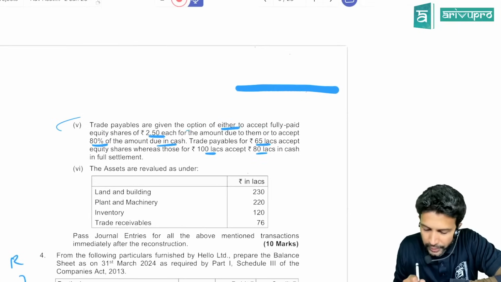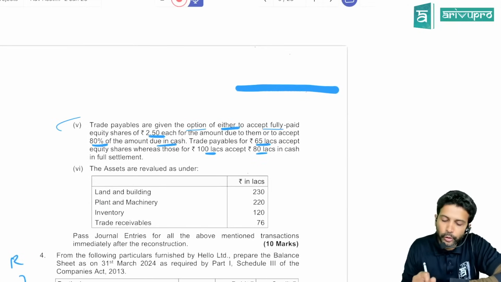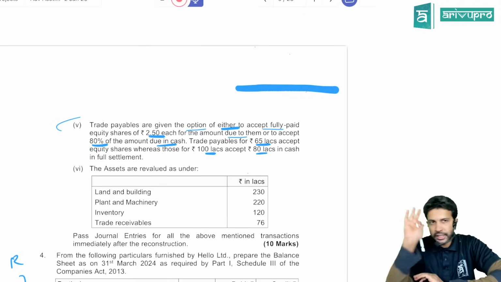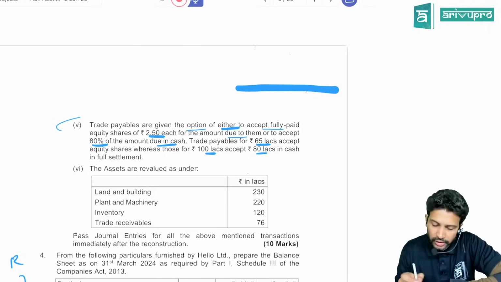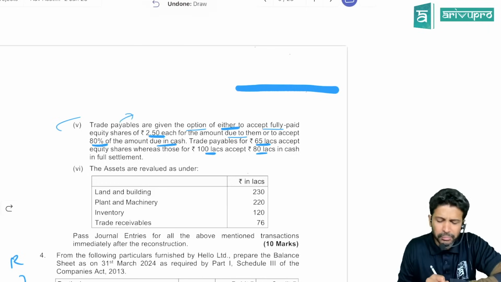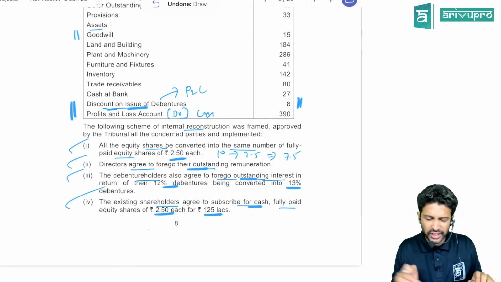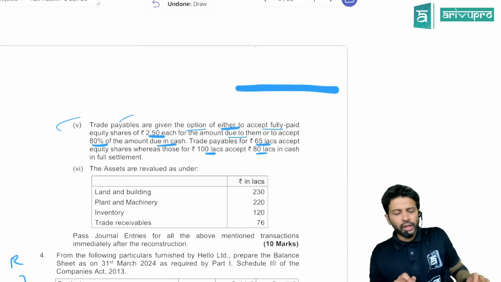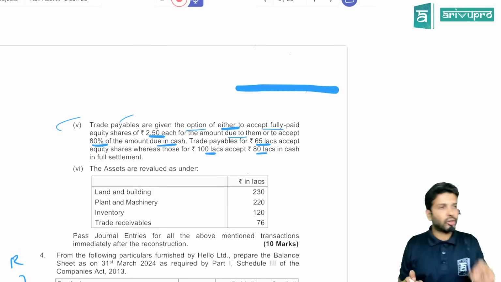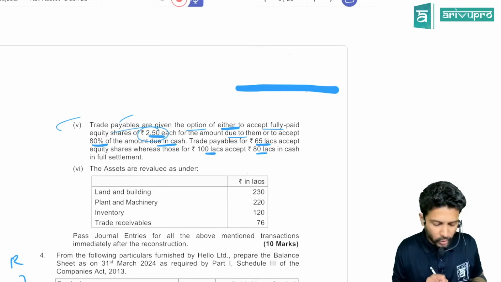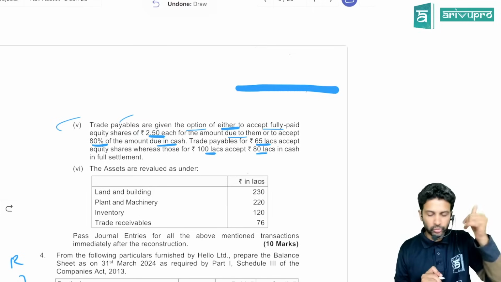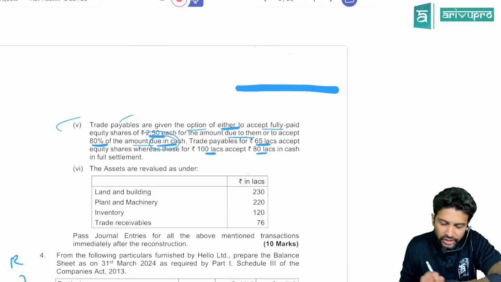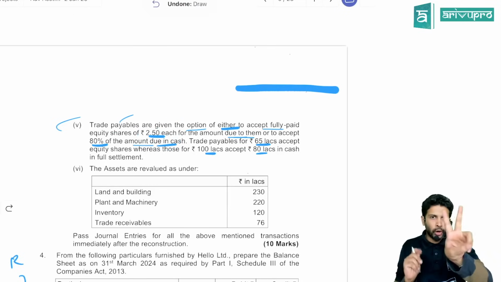Trade payable are given an option to either accept fully paid up equity shares of 2.5 for the amount due to them. One option is given to the creditor. Trade payable means creditors and bills payable, but when we read the question, we don't see any bills payable; they directly give trade payable only. So one option is given to the creditors: either you can accept equity shares at 2.5 each for the amount due to them, or accept 80% of the amount due in cash. So two options are given to creditors.